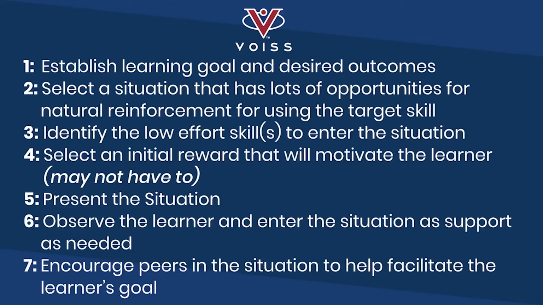Step number 1, establish a learning goal and desired outcomes. Step number 2, select a situation that has lots of opportunities for natural reinforcement for using the targeted skill. Step number 3, identify the low effort skills to enter the situation. Step number 4, select an initial reward that will motivate the learner. Step number 5, present the situation. Step number 6, observe the learner and enter the situation as support as needed. Step number 7, encourage the peers in the situation to help facilitate the learner's goal.